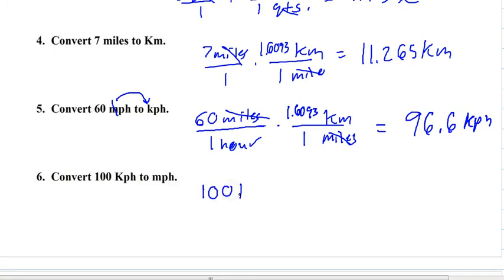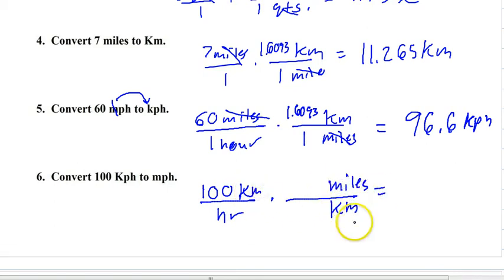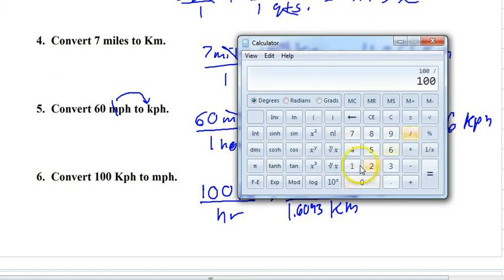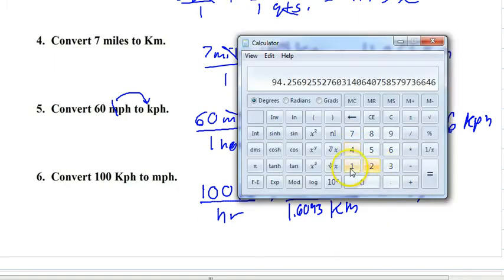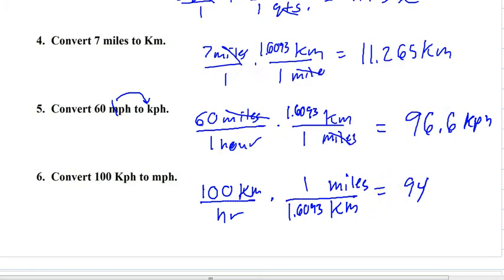Let's say you're in a foreign country and you have kilometers per hour and you need to convert it to miles. How would that look? Exactly, same ratio, but this time we divide. So 100 divided by 1.6093, and there you go. Try that again. 100 divided by 1.6093. There we go. That sounds better. 62 miles per hour.